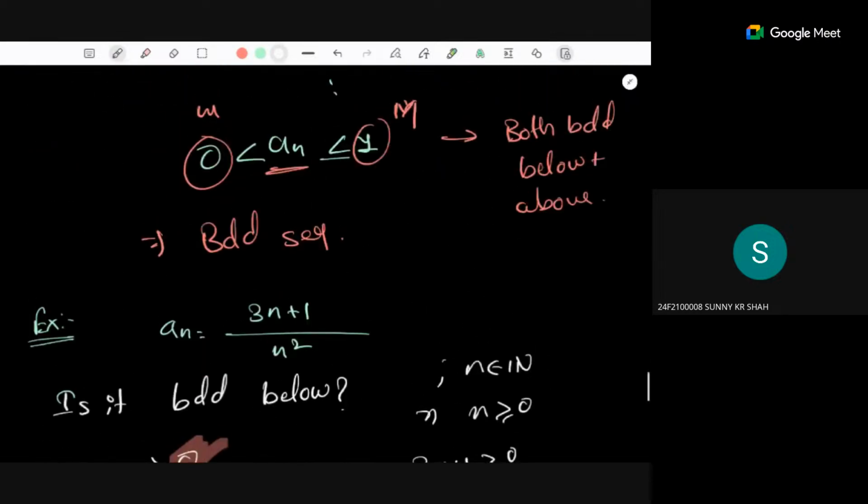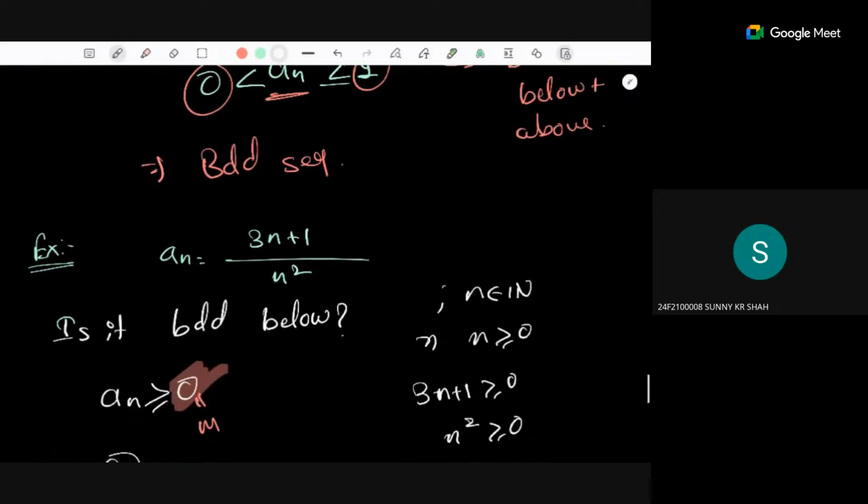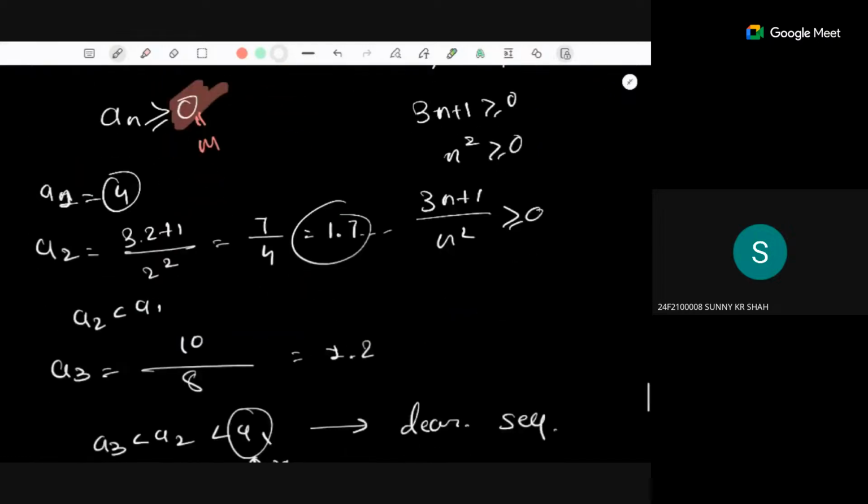So those sequences are bounded sequences. Now what happens if we combine these two properties, that means increasing sequence and bounded above sequence? We'll get a convergent sequence. And if we combine the properties of decreasing sequence plus bounded below sequence, we will again get a convergent sequence. This theorem is known as the monotone convergence theorem.